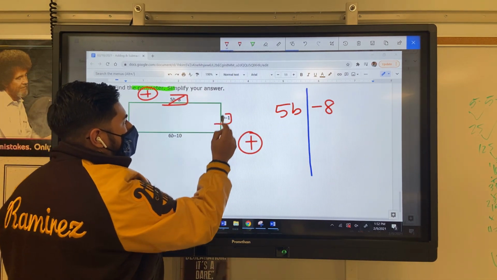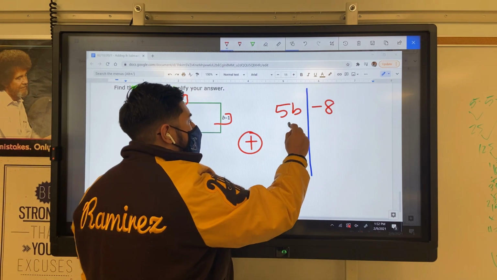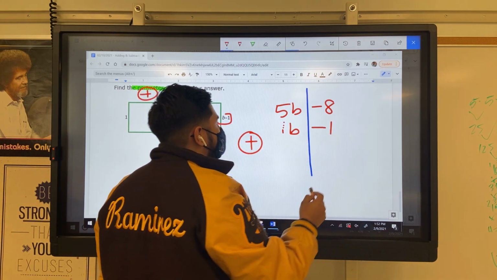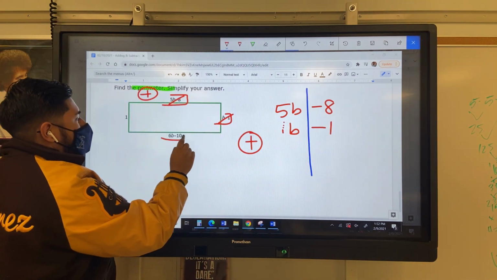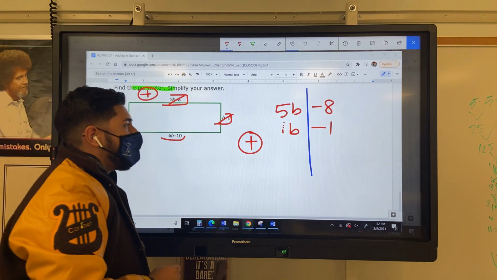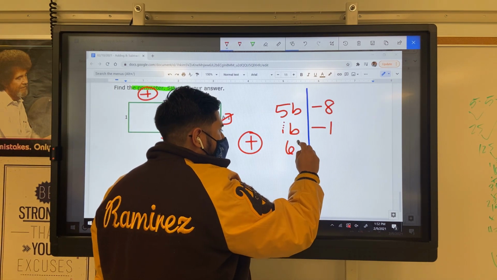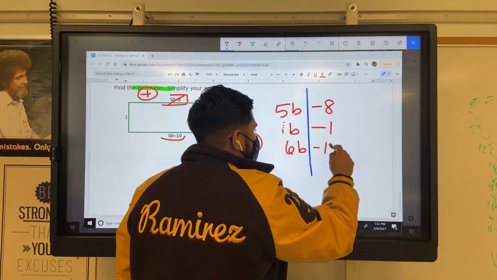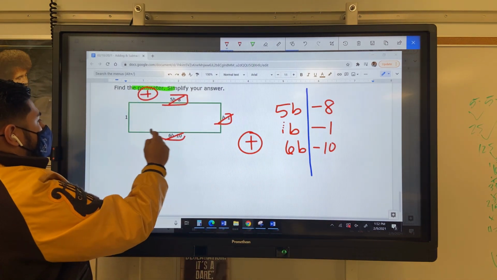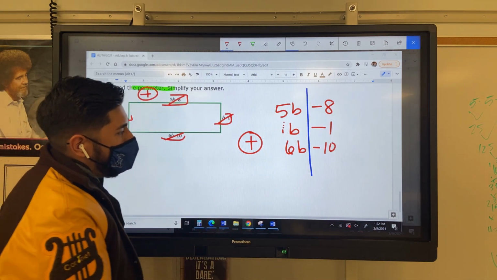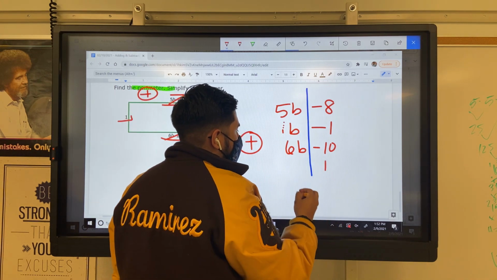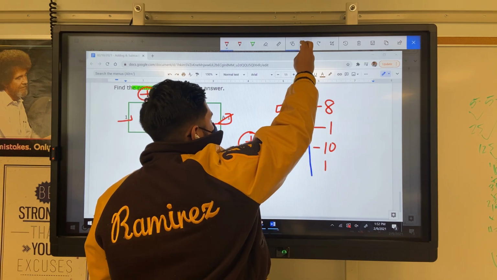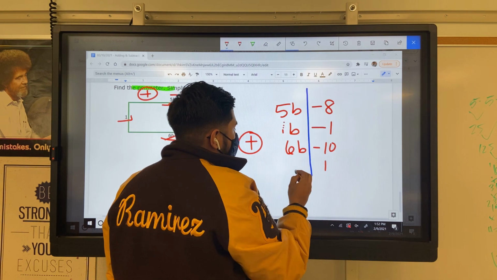Next one, let's do this. B minus 1. B goes on this side. What goes in front of the B? Imaginary 1. Minus 1 goes on this side. Next one. 6b minus 10. 6b goes with the b's. Minus 10 goes with the other minus numbers. And the last one, 1. Just a regular 1. Doesn't go with the b's, but goes with the 1. You could put imaginary 0b if you want, but that's not necessary, but we can put it anyways. 0b.